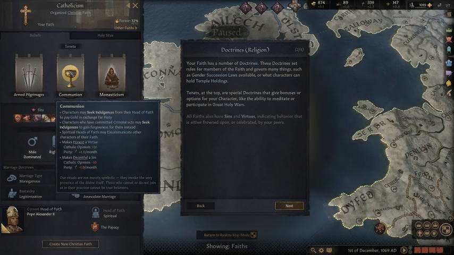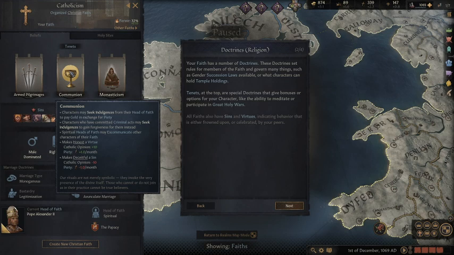If a head of faith exists, the faith can then declare a great holy war when the faith has high fervor. If no head of faith exists, adherents gain a bonus to the convert faith in county councilor task per controlled holy site. Controlling characters of this faith gain an additional bonus upon the successful completion of a pilgrimage. Communion. Characters may seek indulgences from their head of faith to pay gold in exchange for piety. Characters who have committed criminal acts may seek indulgences to gain forgiveness for them instead. Spiritual heads of faith may excommunicate other characters of their faith.